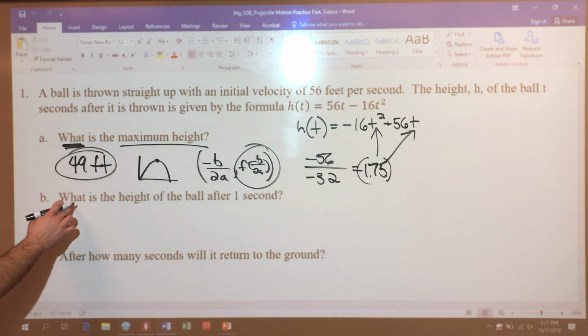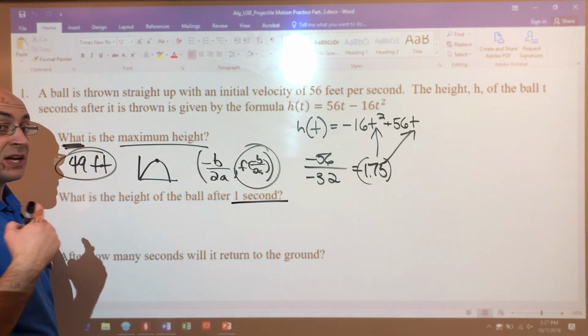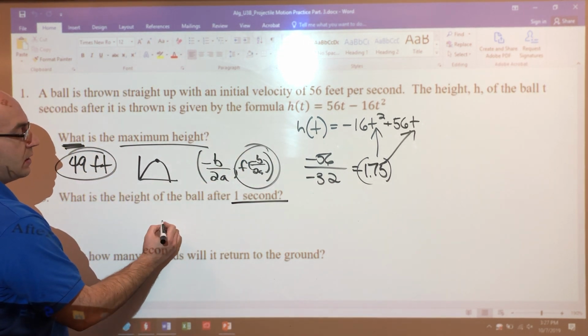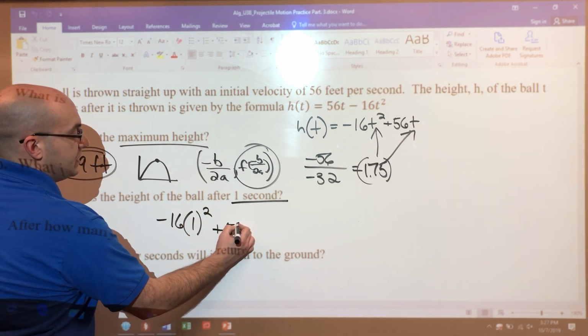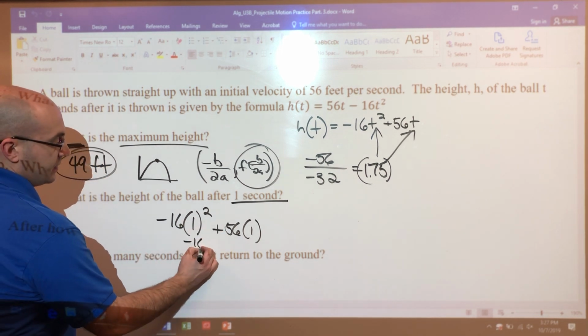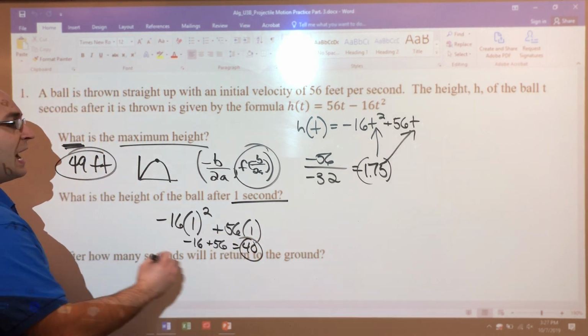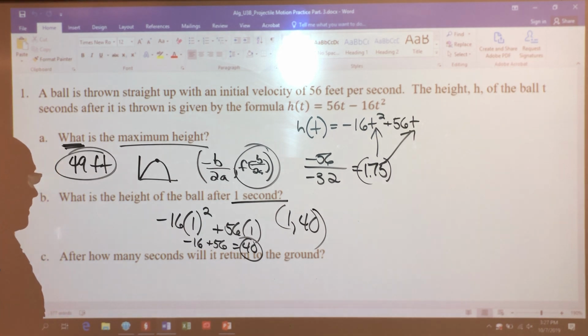Now, part B says, what is the height of the ball after 1 second? Remember that t represents time in seconds, so you're just going to simply put 1 where the t values are and solve. So negative 16 times 1 squared plus 56 times 1. So 1 squared is 1. 1 times negative 16 is negative 16. Plus 56, you're going to get 40. So after 1 second in flight, the ball is at 40 feet high.